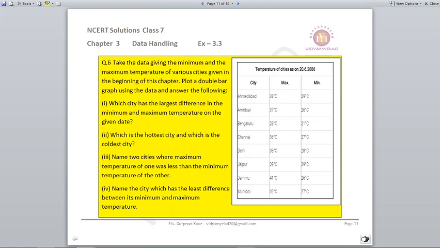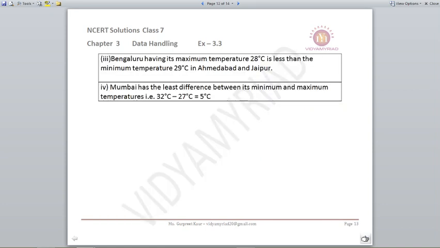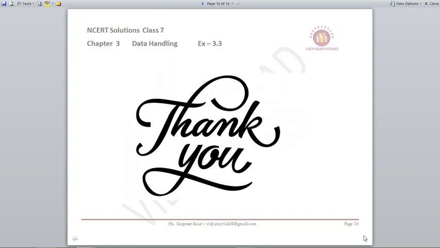Name the city which has the least difference between its minimum and the maximum temperature. So let us see where the gap is the lowest. If you see, Mumbai has the least difference, 5 degrees Celsius, because the gap between them was minimum. With this we finish exercise 3.3.